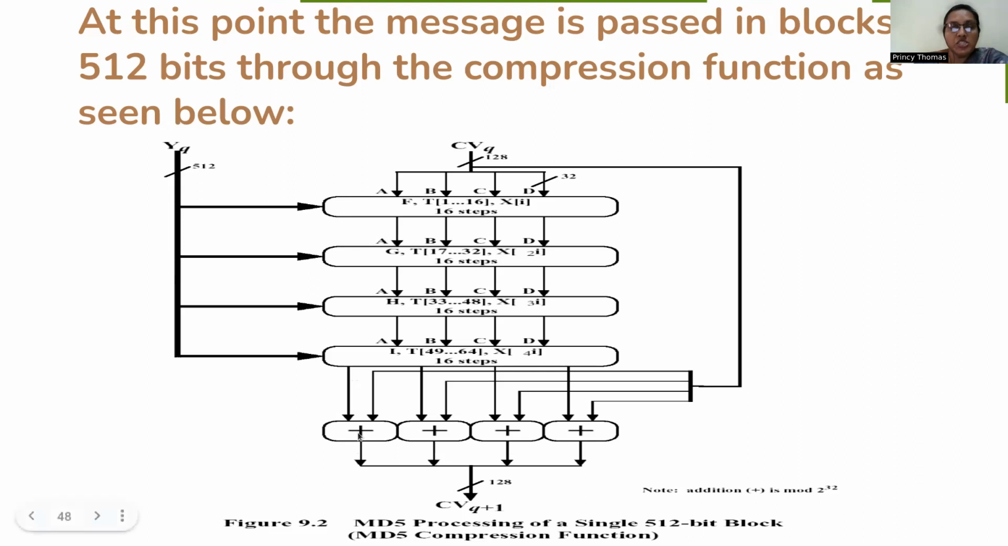Okay, now there's a specialty for this addition. The addition is mod 2 raised to 32. So again, the output should be 32 bits. So when you add this, the output that you get will be brought to 32 bits by doing mod 2 raised to 32. Okay, so this is the inner working of MD5 for a 512-bit block. And this is called the compression function.